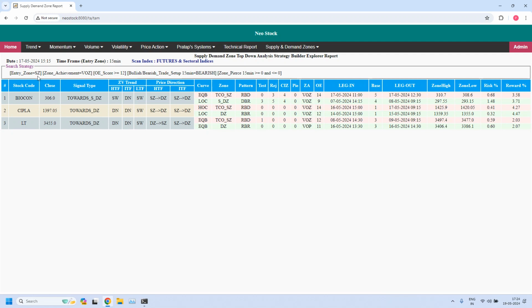See, the search strategy, your entry zone is supply zone. What about entry time frame? Here you have entry time frame as 15 minutes. So entry zone is supply zone. We have zone achievement VOZ. Score is 12. And in bullish or bearish trade setup, in which time frame? 15 minutes time frame, I set the value bearish. And the pierced count is 0. Greater than or equal to 0, less than or equal to 0 means 0.